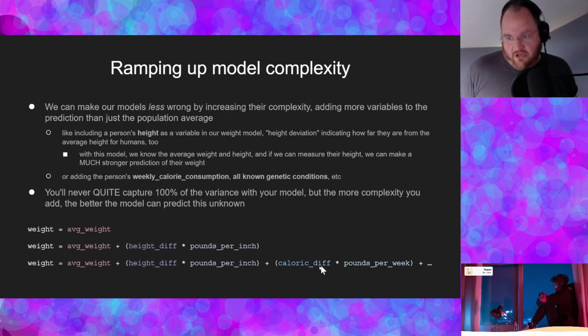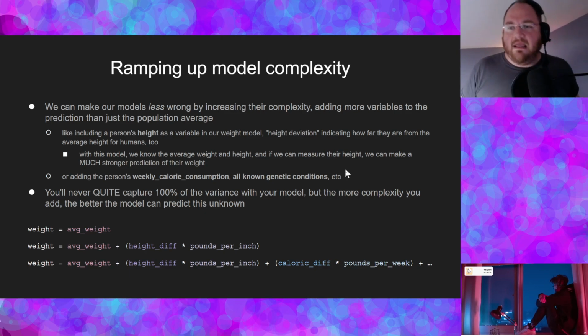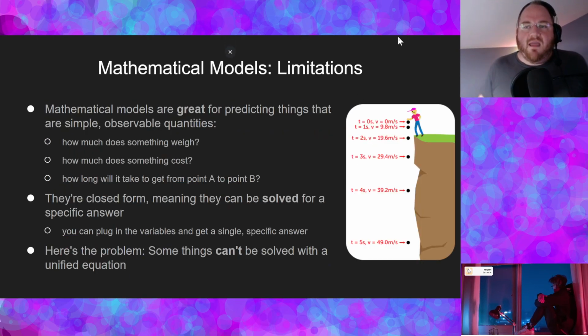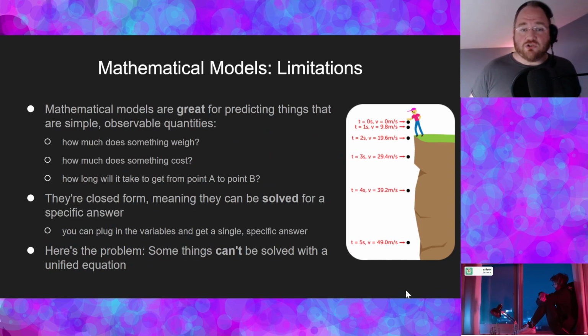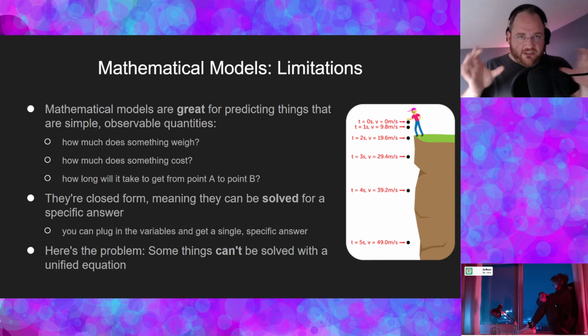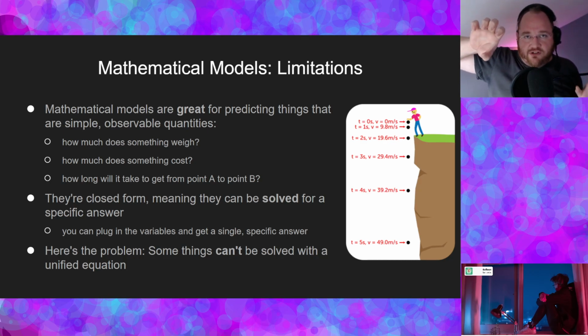And then adding another term, right? Caloric difference per pounds per week, and so on. So you can extend your mathematical modeling as far into the ether as you like. Now, math models like this have limitations. They're great for predicting things that are simple, observable quantities, right? Because all it's really doing is mapping one set of input numbers onto an expected output number.